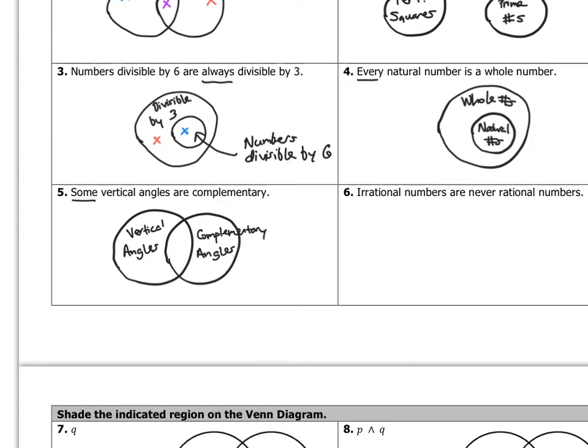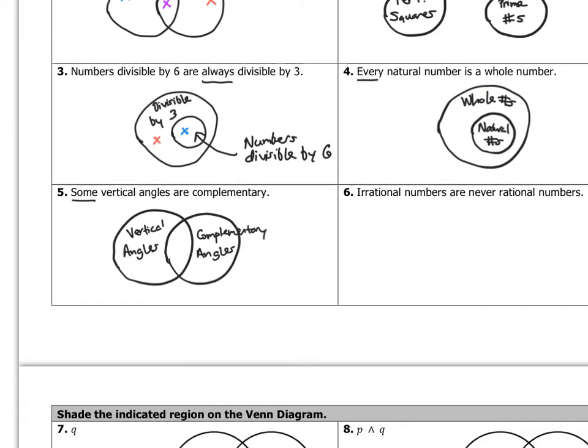And you know from our discussion of angles that vertical angles must be congruent to each other. Complementary angles must add to 90 degrees. There is a situation where vertical angles can be complementary, and that's if they're both 45-degree angles. So that would be that section in the middle there where the overlap is.